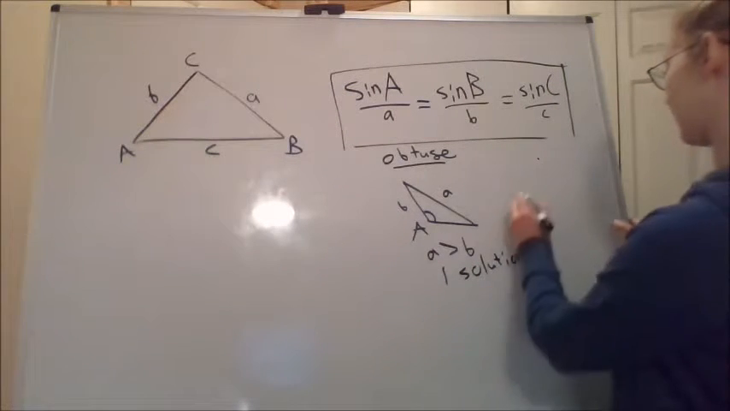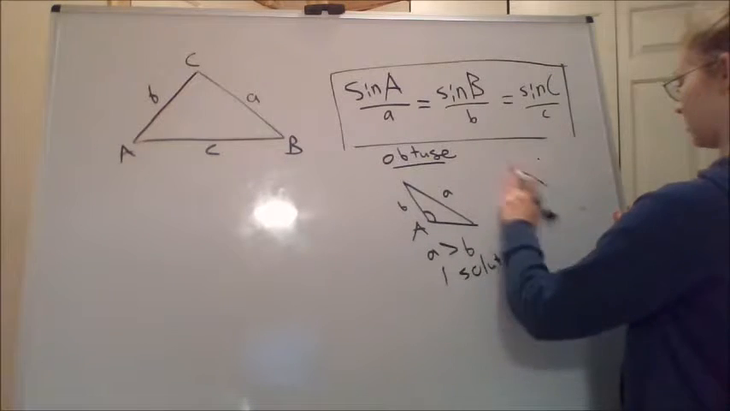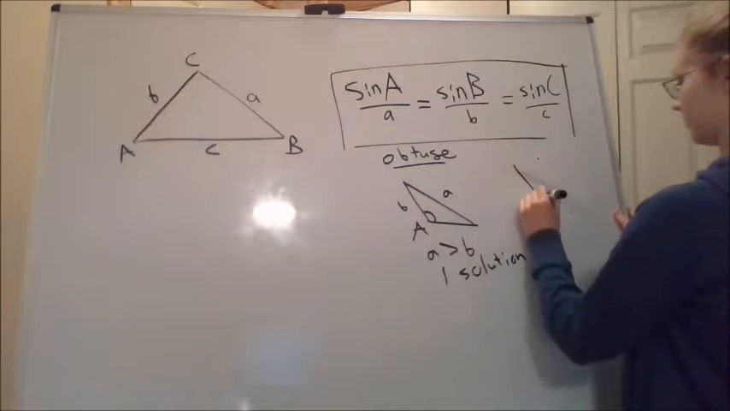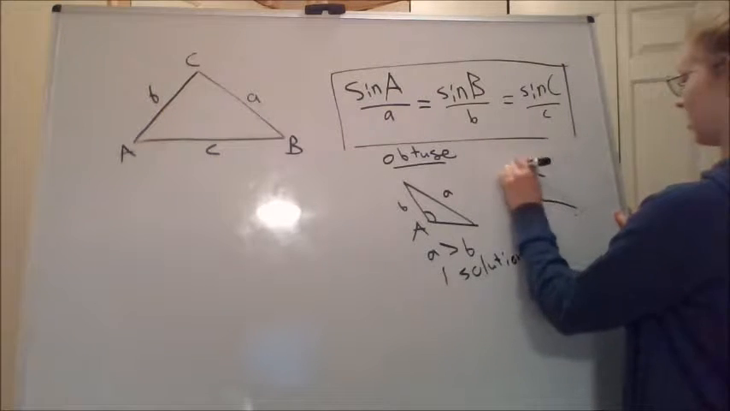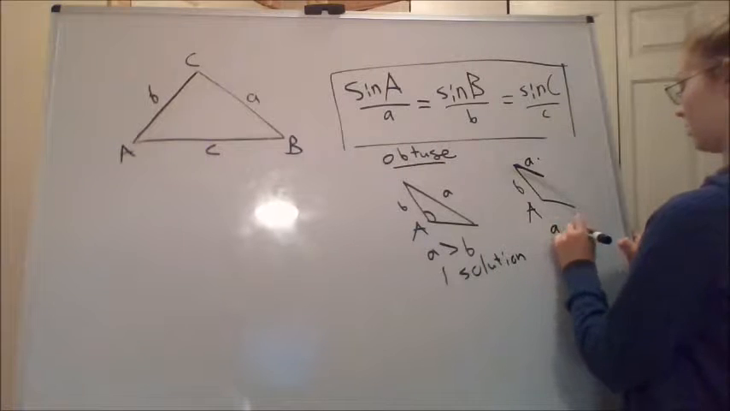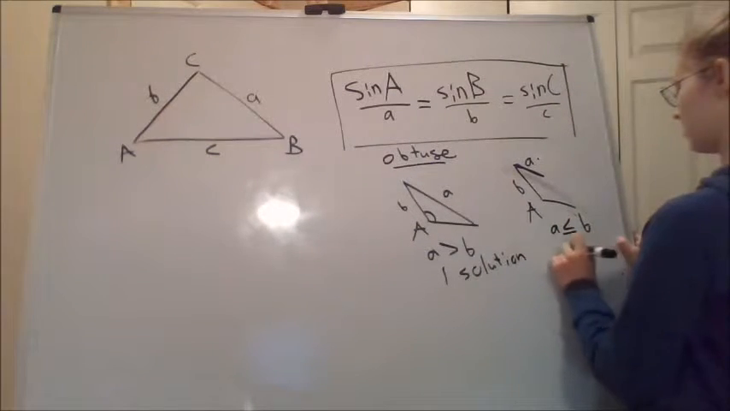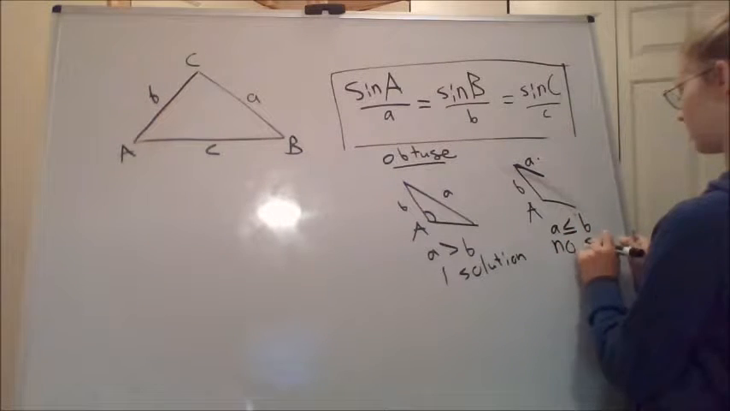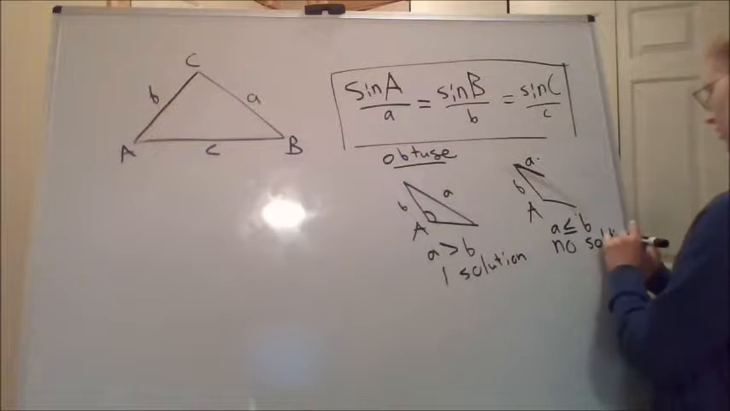But if that's not true, we have A right here and we have B, then A is somehow shorter than B. A is shorter than or equal to B, and we're going to have no solution, because that doesn't make any sense, frankly.